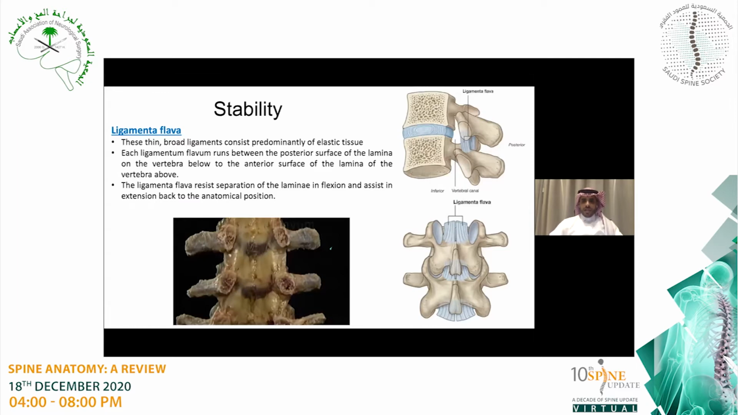The ligamentum flavum is attached from one lamina to the other. We can see clearly in this specimen that it attaches from the anterior surface of the lamina above to the posterior surface of the lamina below, which helps a lot when we do decompression to start at this point, because we have the ligament protecting the spinal cord.